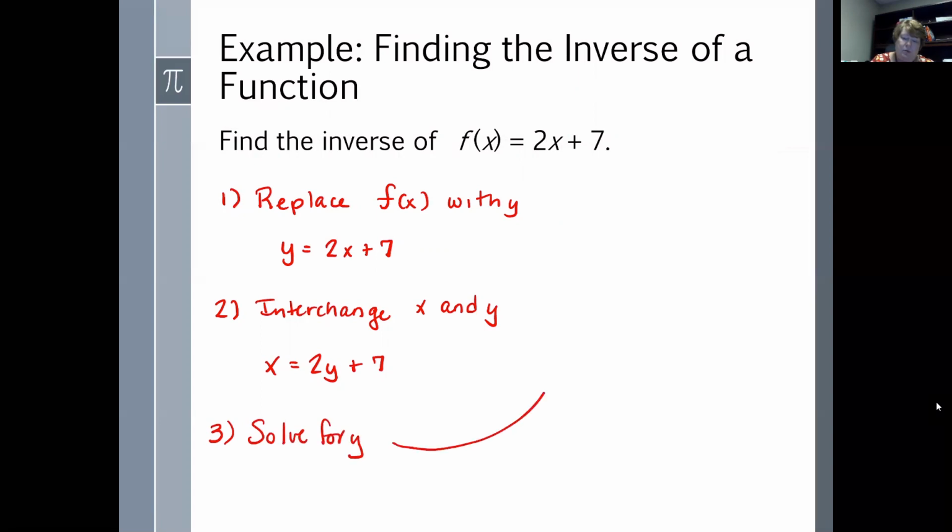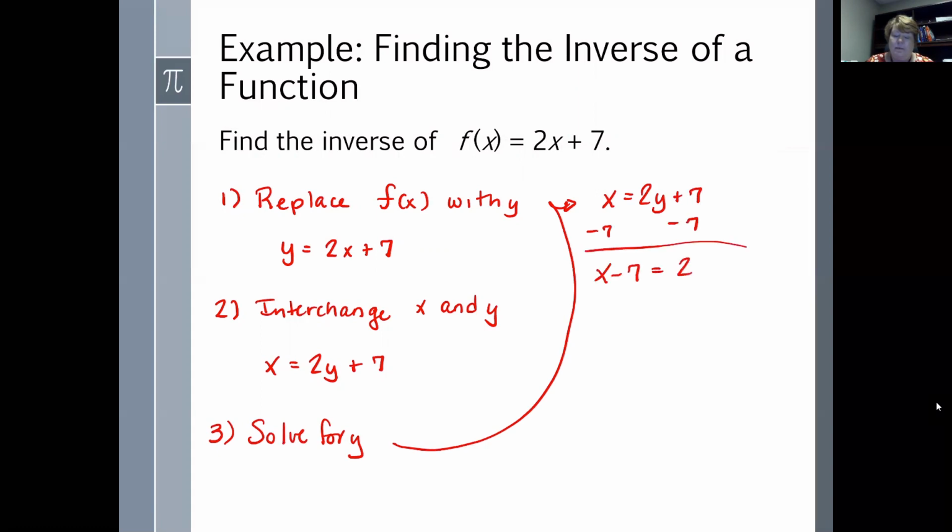I think I'll actually move up here and do that. So I'm going to subtract 7 from both sides. I get x minus 7 is 2y. Divide both sides by 2, and rewrite it.